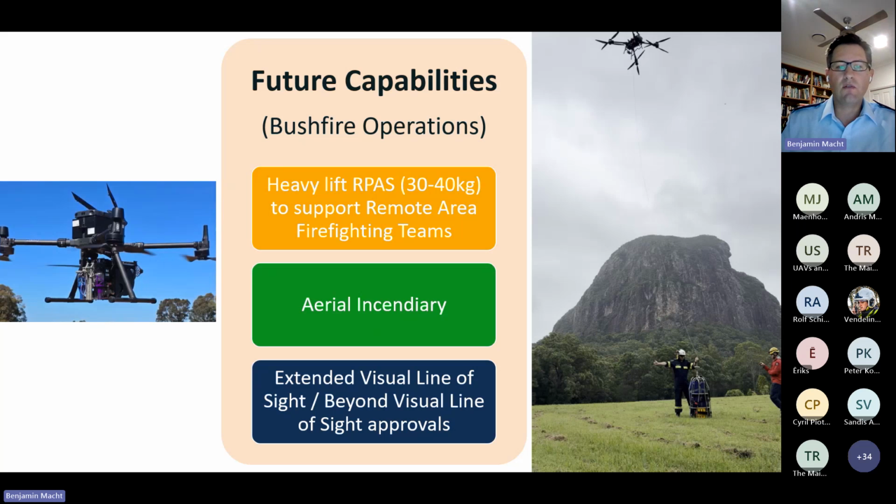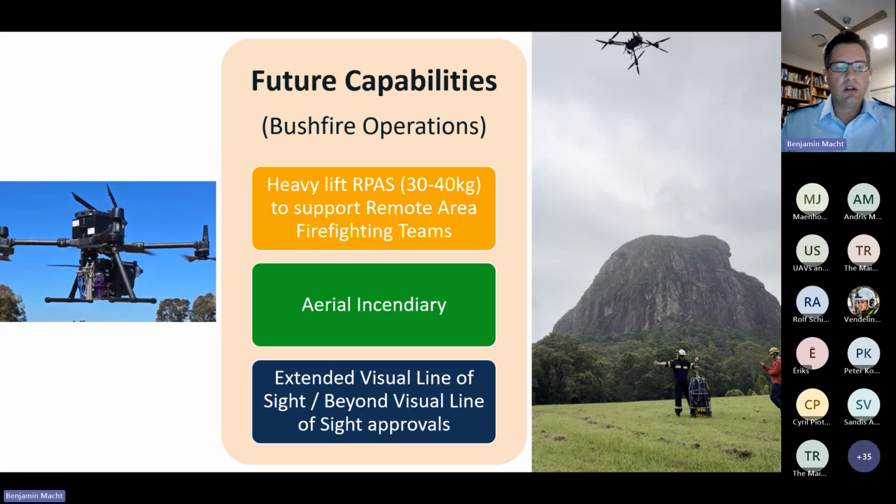Specifically in the bushfire environment, we're looking at the heavy lift drones that are available on the market. They can carry 30 to 40, sometimes more kilos to support our remote area firefighting teams. So they are the ones that work remotely in the bush without any trucks. So we can actually ferry equipment to them or from them just to save them on carrying too much gear into the bush.